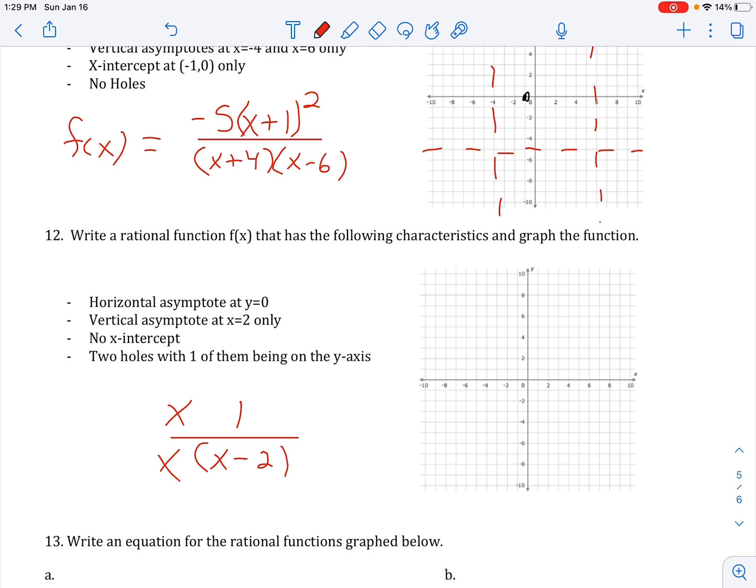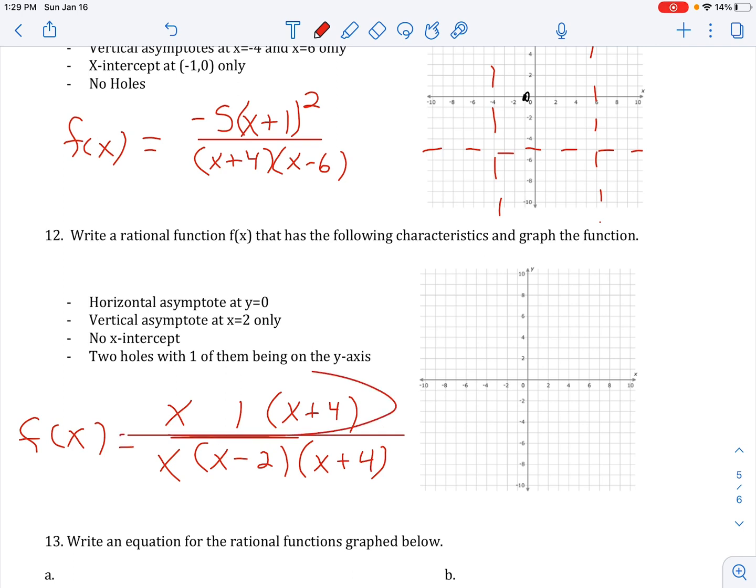Now I also need a second hole, so it could be any factor. So I'm just going to make one up, x plus 4 over x plus 4. So now that would create a second hole. And so this is a possible function. F of x equals x times x plus 4 over x times x minus 2 times x plus 4.